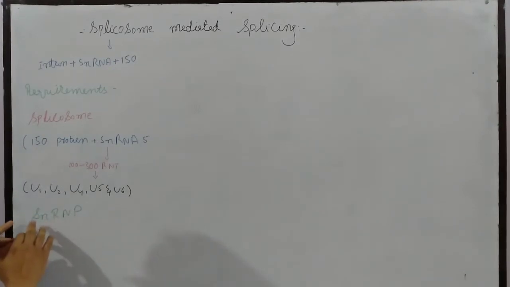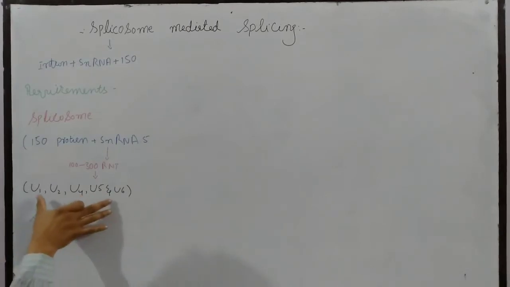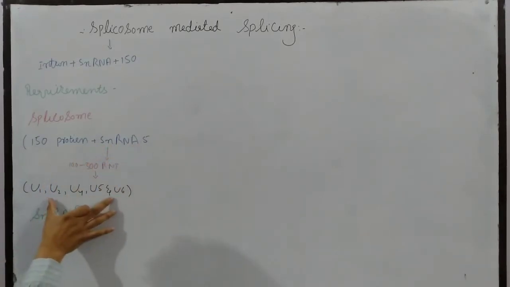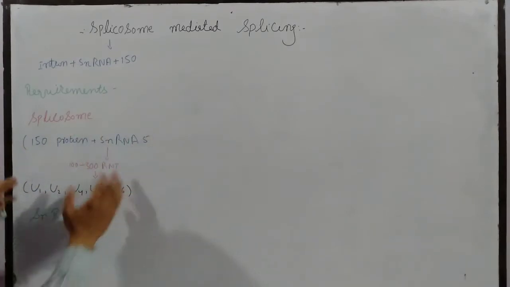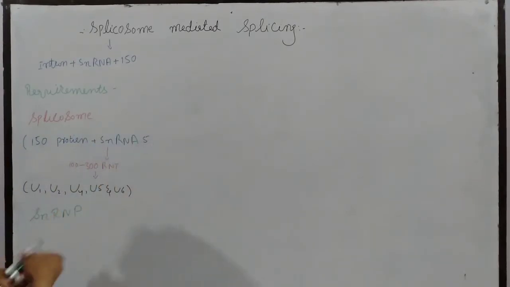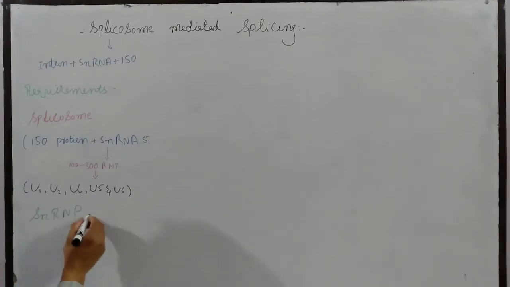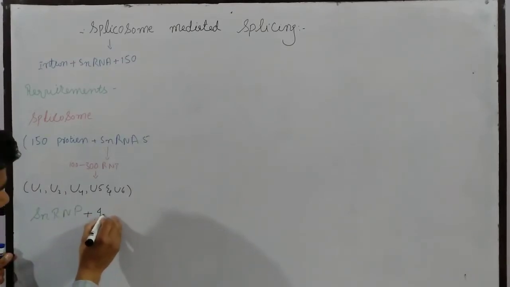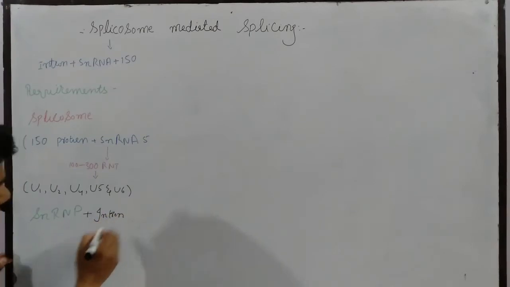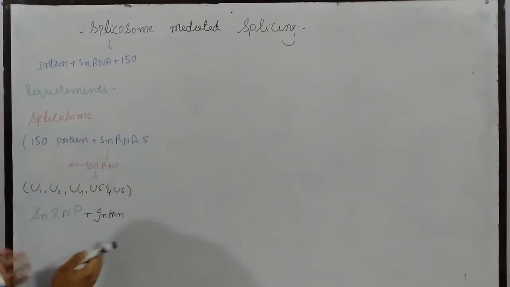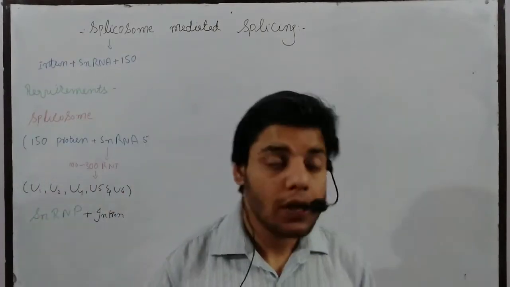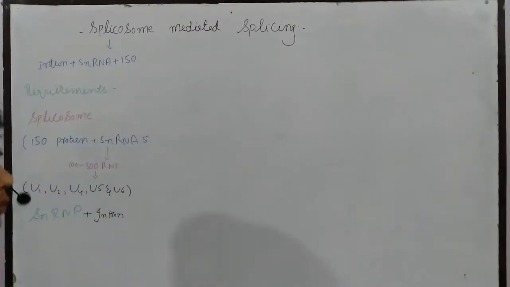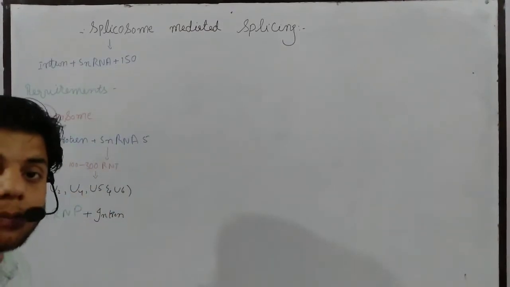Okay, so in snRNP, we have the small nuclear RNA sequences, which as you can see are 100 to 300 nucleotides long, and we have 150 proteins. And in this case we also have the intron portion as well. The collection of this complex is called the spliceosome. Okay. Now these are the main things that we require in the spliceosome mediated splicing process.